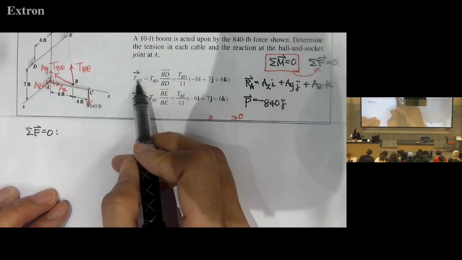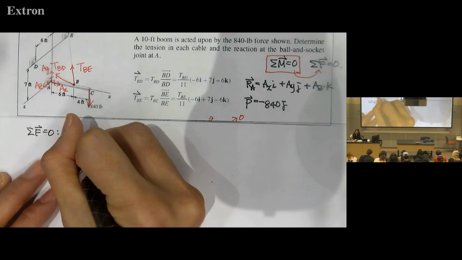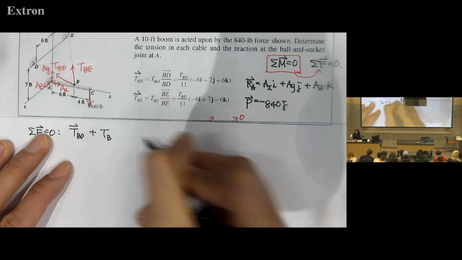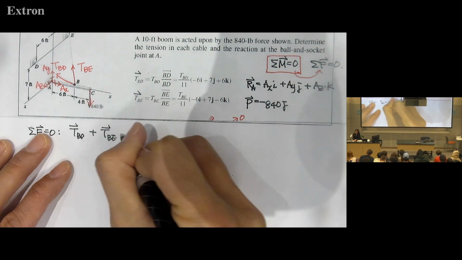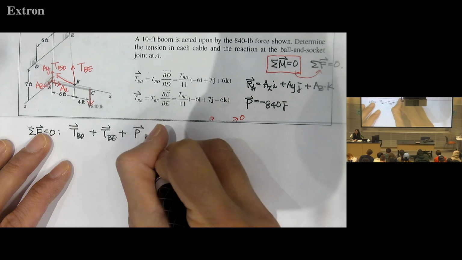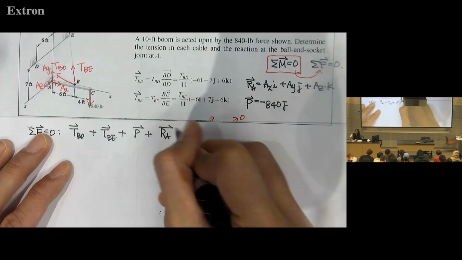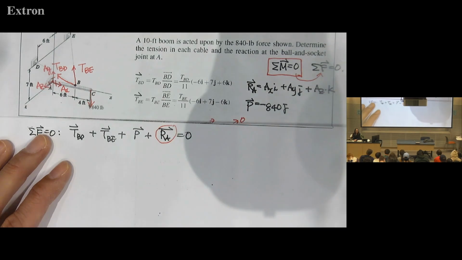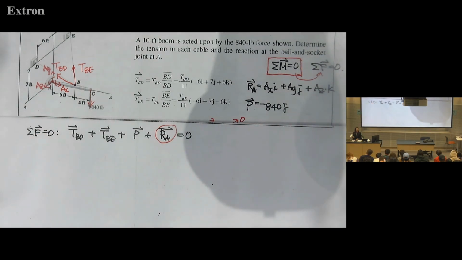Okay, so there are four forces, right? So I write TBD and then TBE and P and the reaction at A equals 0. So the new thing in the force equivalent equation is adding the reactions. If you don't add the reaction, you cannot solve this problem, okay? Add the reaction.